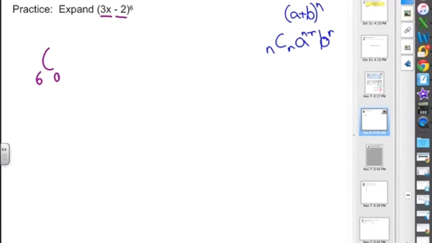We're always going to start with the first term at the highest power, so it's 3x to the 6th, and the negative 2 is to the 0 power. Now, I'm going to write it here just so you can see that, but you don't need to write it that way when you're working it out on your own, okay? But notice here, n choose r, we're choosing 0. R matches the power of that second term, in this case 0. And then these two exponents have to add up to n, which is 6. All right?